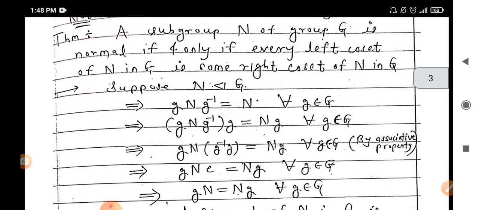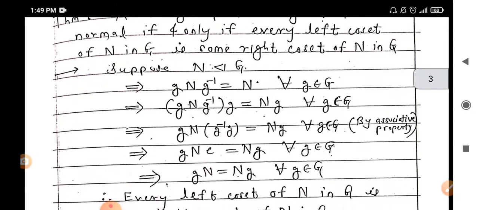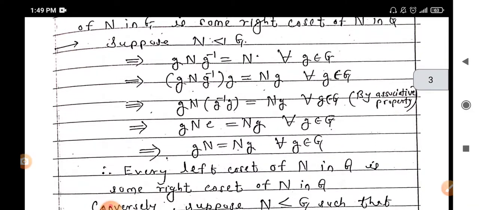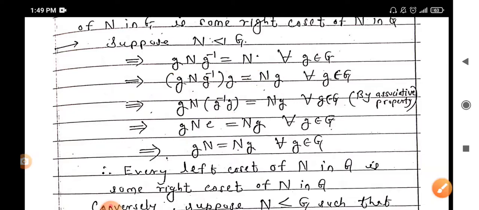Next theorem, or next example in the exercise: a subgroup N of a group G is normal if and only if every left coset of N in G is the same as the right coset. Suppose N is a normal subgroup, then by definition of normality, gNg^(-1) = N. This implies gNg^(-1)g = Ng. Then by associativity, g^(-1)g is the identity, so gN = Ng. Therefore, if N is a normal subgroup, then every left coset is the same as the right coset.